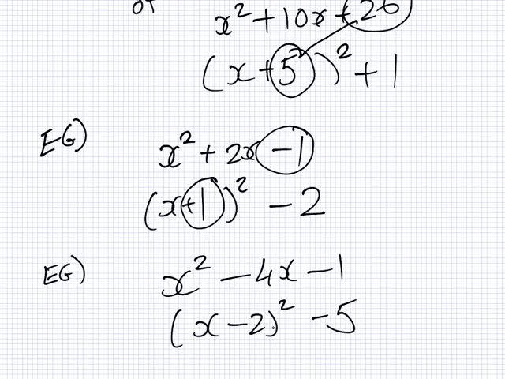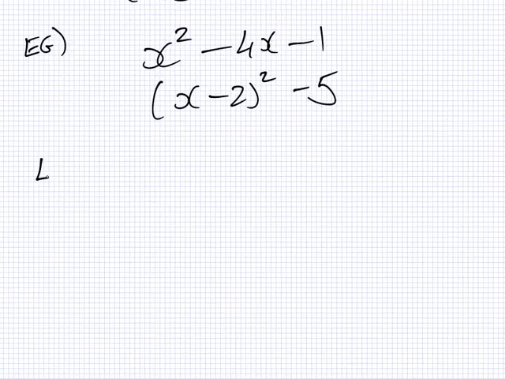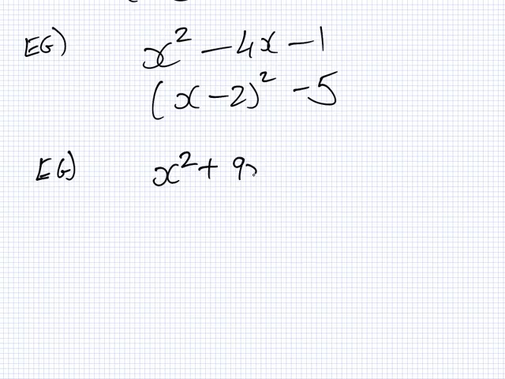Let me give you another one to try, and then I'll have a look at non-monic next. So just one more to try here, but we'll put a fraction in it. We'll just say x squared plus 9x plus 105 over 4. You may need your calculator to try this.